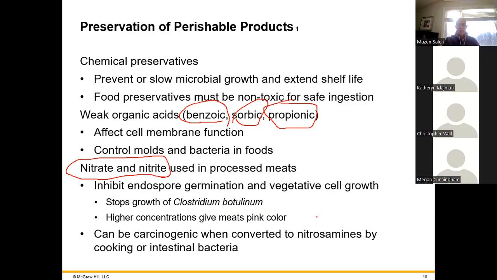When cooked, the disadvantage of these, the nitrates, if they're cooked, particularly if you're barbecuing with an open flame, they tend to convert to chemicals known as nitrosamines. And nitrosamines have been implicated for the past 50 years as potential carcinogens.